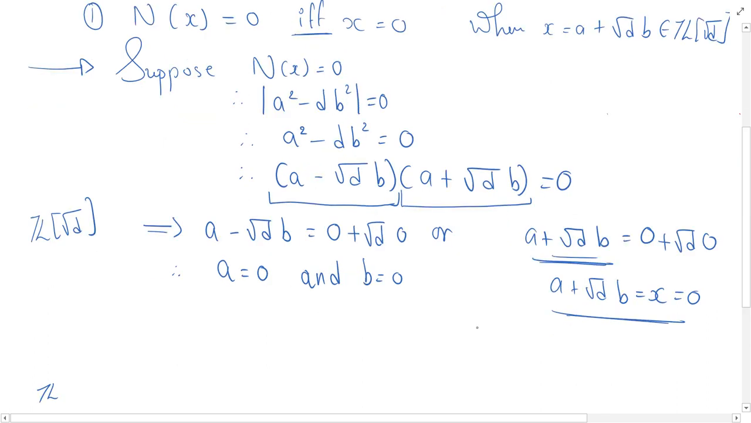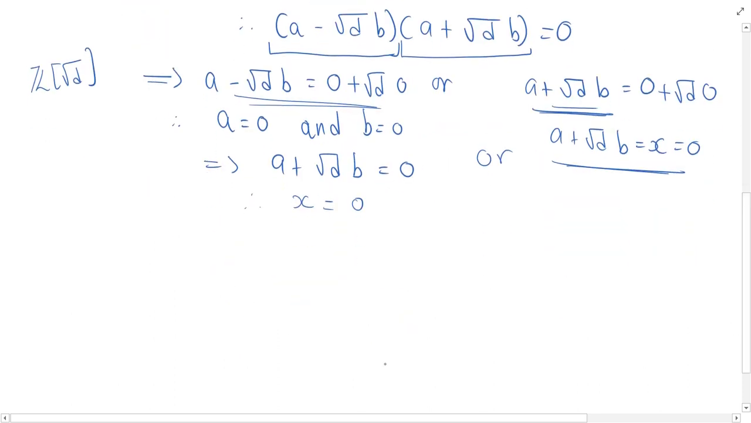Okay, but from this I know that if my a and b both are 0, by comparing, this implies my a plus root db will also be equal to 0. Correct? So in both the cases I found my x must be equal to 0. I started with my norm equal to 0, and in both cases I found my x is also equal to 0. So one way is okay. The second way is actually much more trivial.